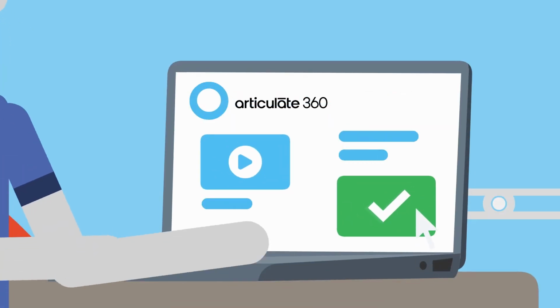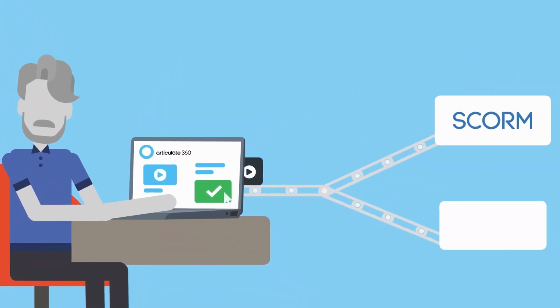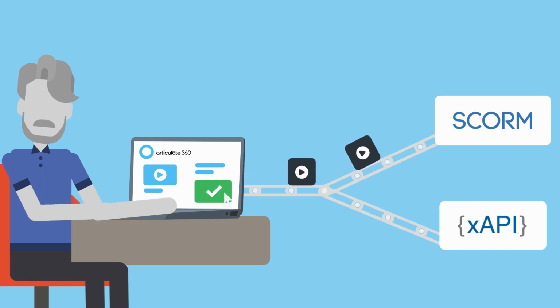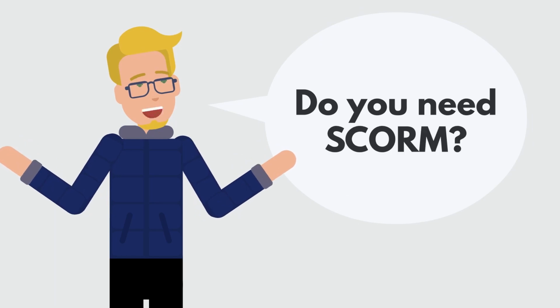How it works is they create the course and then you can export it as SCORM, or you can export it as Tin Can. There's a lot of other things you can do as well, but that is how you do it. So do you need SCORM?